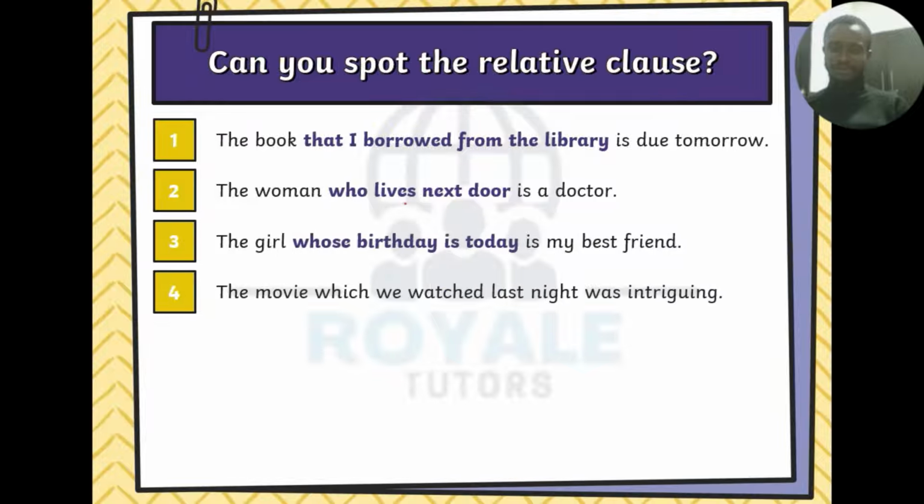And the fourth one. The movie which we watched last night was intriguing. Which we watched last night. That's correct. And the fifth one.